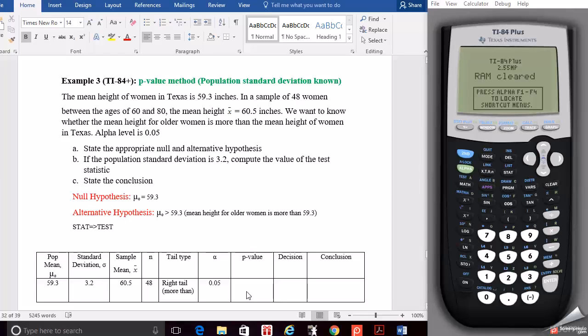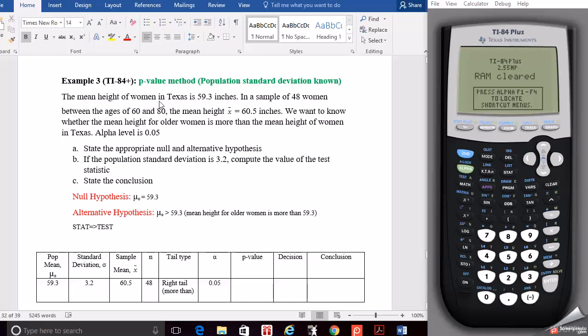Hello guys, welcome back. Today we're going to look at how to test hypothesis using the p-value method when the population standard deviation is known. Last time we saw the critical value method where we compared the critical value with the test statistic. In this method we're going to use the TI-84 Plus and compare the p-value with the given alpha level.